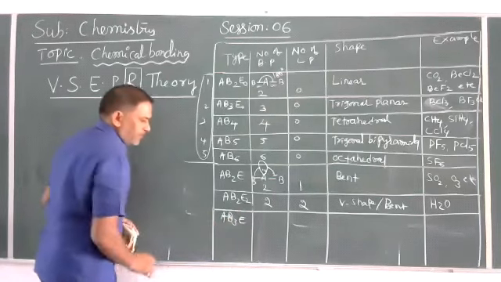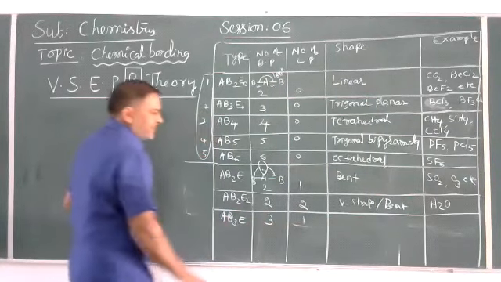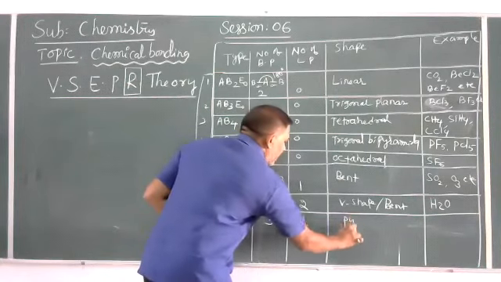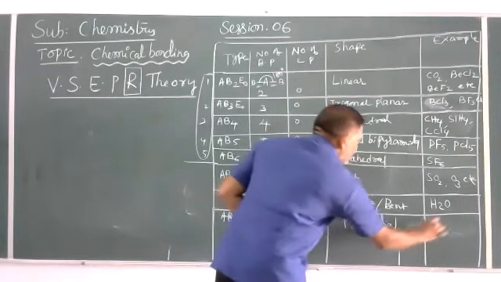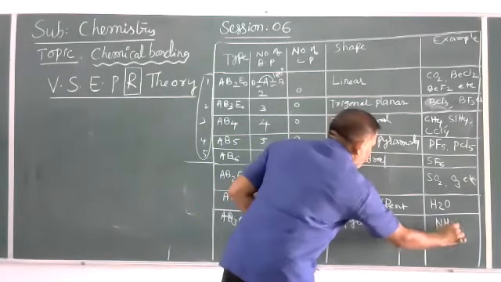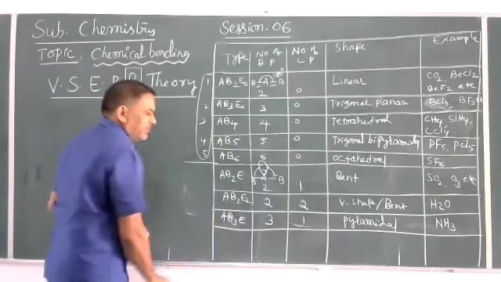Now the AB3E model. Bond pairs are 3, lone pair is 1. It is a pyramidal structure, pyramidal shape. The best example is NH3, the ammonia molecule. It contains 1 lone pair.